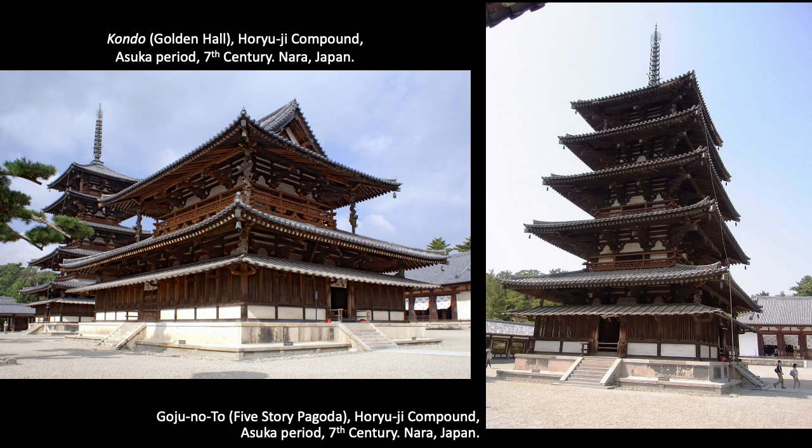The main building of the complex, the kondo, is a treasure house, and it is almost 61 feet long by about 50 feet wide, while the Gojo no To, or the 5-story pagoda, is 122 feet tall. So this post and beam system is rather versatile, and it can create quite large structures. However, in this case, the pagoda's height was designed to be impressive rather than practical or functional, because you are actually not able to enter the top 4 floors of the structure.